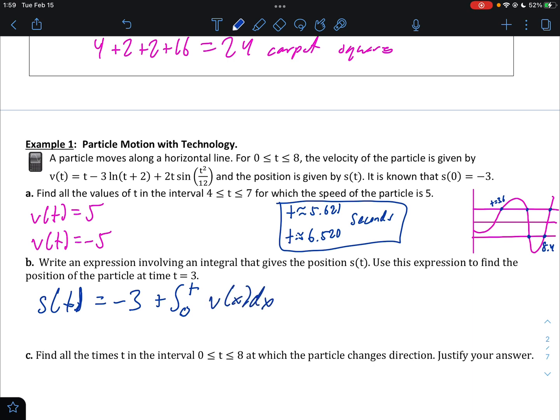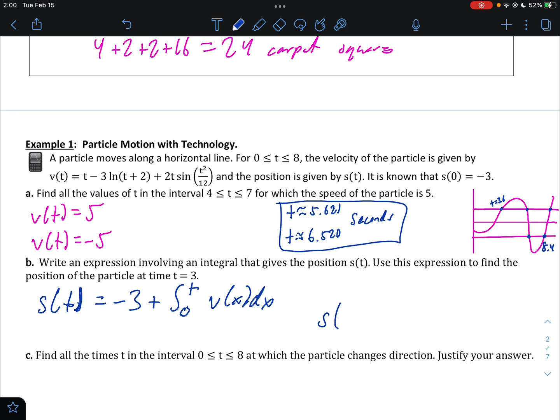Now remember, when we did this, you can't have this variable matching this variable. Since we're looking at time t, you have to change this variable to anything you want. I chose x, but you can choose whatever you want. Okay, so now we're in our calculator. Go back to the home screen and simply type in -3 plus the integral from 0 to 3 of y1 dx. And we should be getting -6.